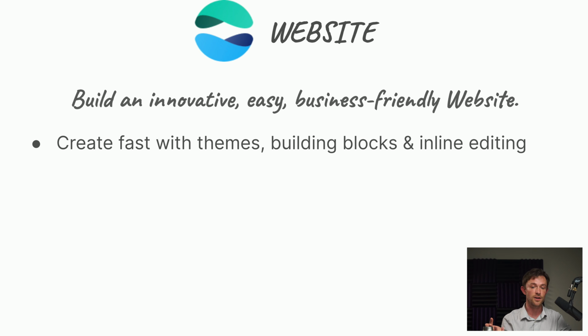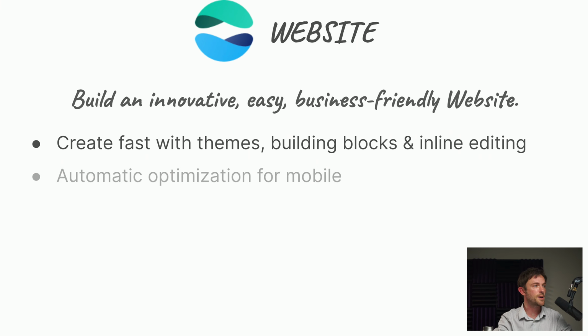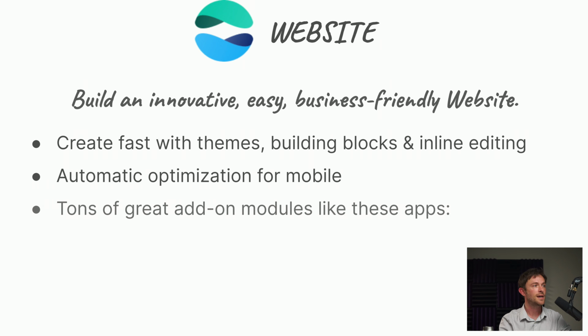So if you say that you have a company that works with horses, it can automatically generate a website for you that has a theme based off of that and has stock photos of horses if you want. It's pretty cool. It's automatically always optimized for mobile, so you don't have to do anything separately to make sure it works well on a phone or an iPad. And it has a ton of great extra add-on modules and themes for the website, like these.